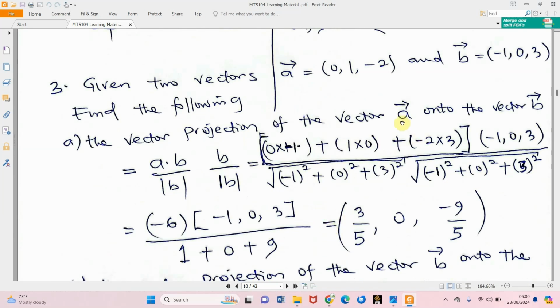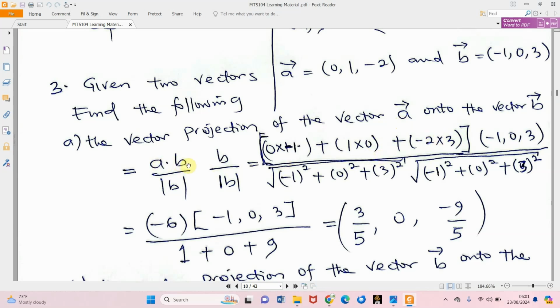We are given vector A here, which is in 3 dimensions, ijk. So we have vector A to be 0, 1, minus 2. We have vector B to be minus 1, 0 and 3. So we want to find the vector projection of A on B. Remember, on B. We don't know the angle between them. Of course, we don't know the angle.